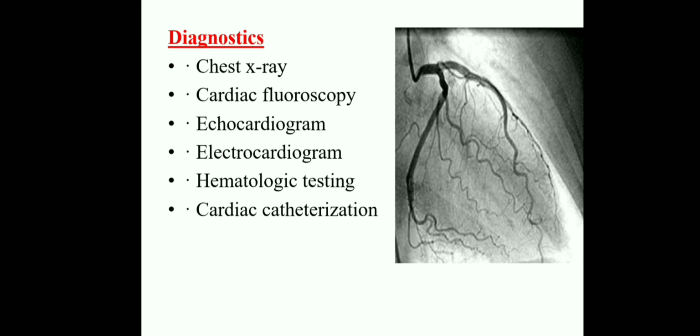And coming to the diagnostic evaluations for the whole congenital heart diseases. First one, check about the x-rays, cardiofluoroscopy. Look at this image, that is a cardiac fluoroscopy image. Okay, and next one is electrocardiogram and echocardiogram, that is a 2D echo, and hematologic testings, cardiac catheterization. These are the diagnostic evaluations for evaluation of the congenital heart diseases.